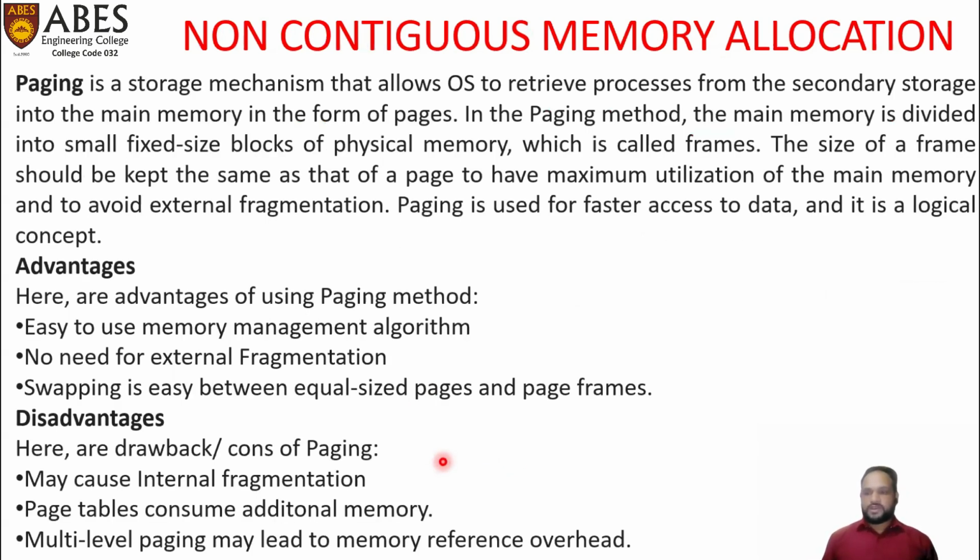So now, what is paging? It is a non-contiguous memory allocation which assigns separate memory blocks at different locations in main memory, in a non-consecutive manner, to a requesting process. In paging, a process or logical address space is divided into a number of fixed size blocks called pages. And the physical memory is also pre-divided into fixed size blocks, the same size as the pages, and these are called page frames.